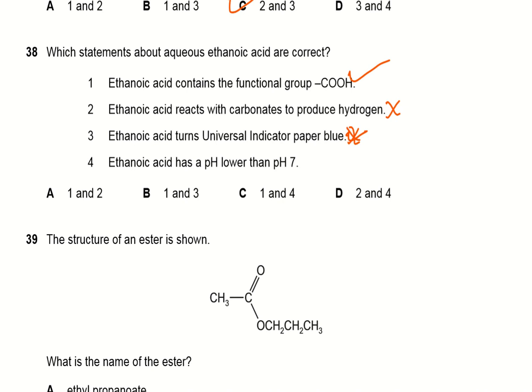So a base would do this. Ethanoic acid has a lower pH than 7. Yes, the pH of acids is less than what? 7. So the correct answer is C.